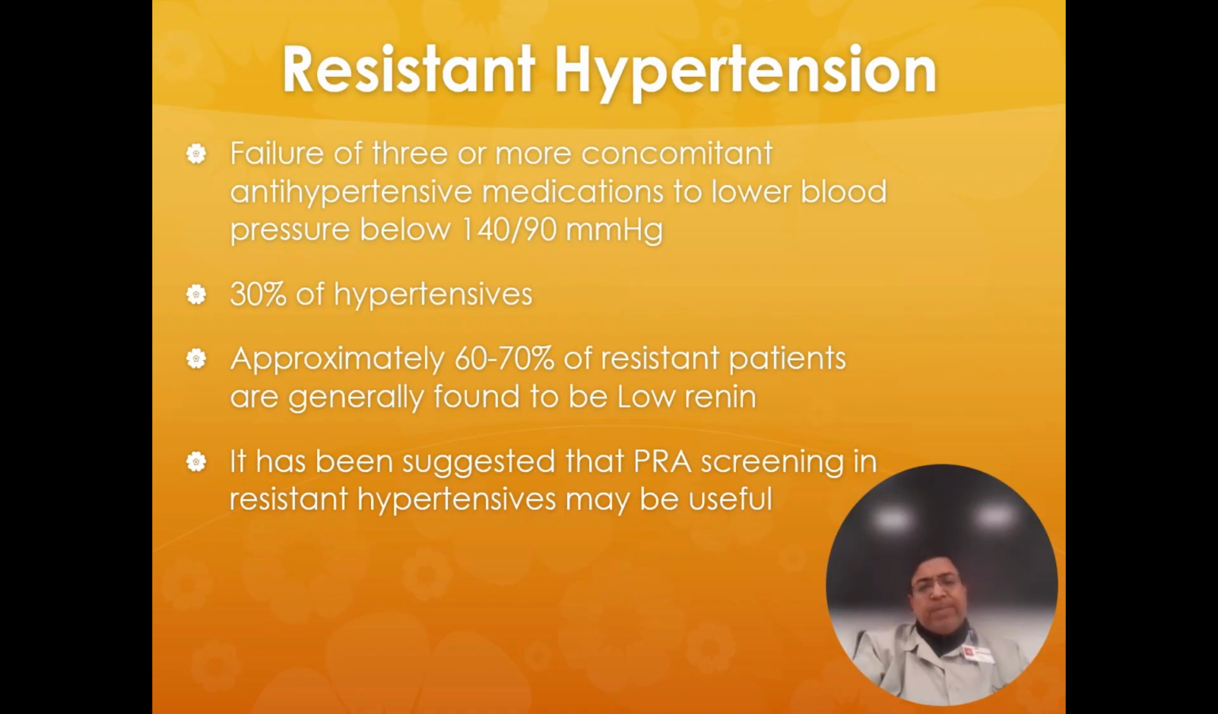What is resistant hypertension? Resistant hypertension can be defined by a failure of 3 or more concomitant antihypertensive medications to lower blood pressure below 140/90 millimeters of mercury. This comprises about 30% of hypertensives. Approximately 60 to 70% of resistant patients are generally found to be low renin, and it has been suggested that plasma renin activity screening in resistant hypertensives is useful.